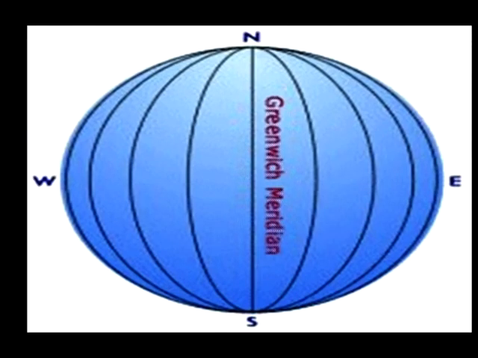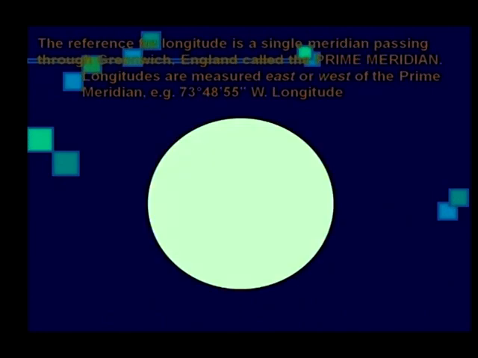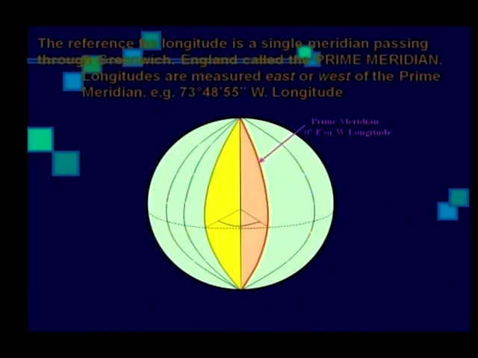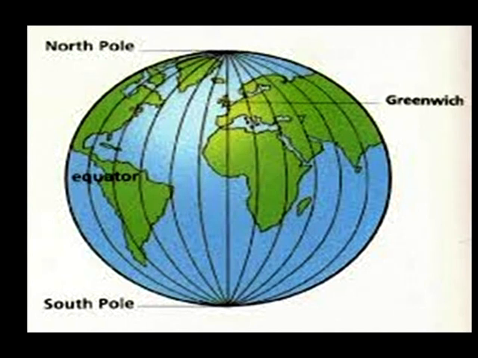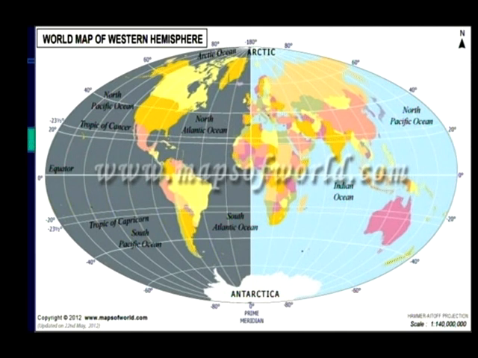This is the Greenwich meridian which passes through the astronomical observatory, and here this is the prime meridian, 0 degrees east and west longitude. These are the north pole and south pole and Greenwich meridian. Prime meridian divides the earth into two equal parts, eastern and western hemispheres. Here the part which lies east to the prime meridian is the eastern hemisphere, and the part which lies west to the prime meridian is called western hemisphere.